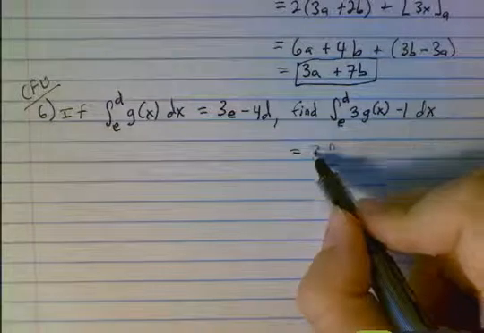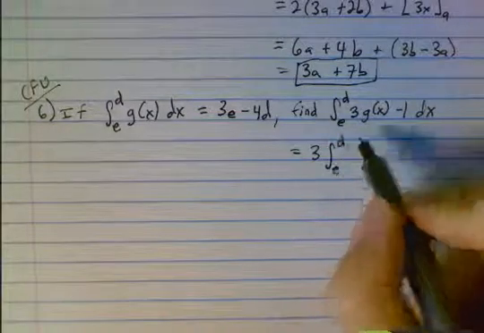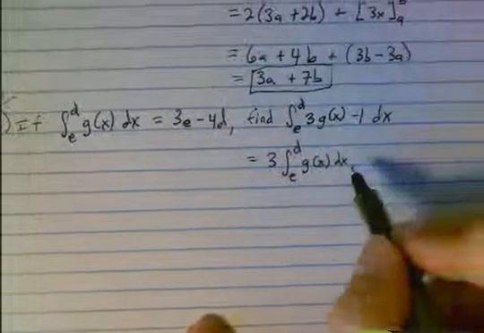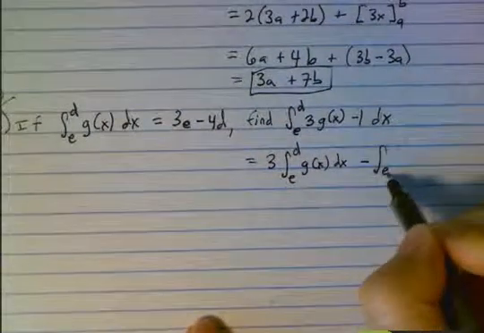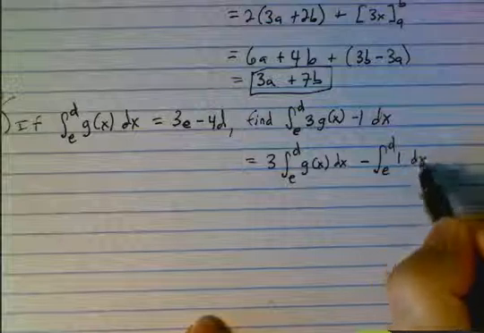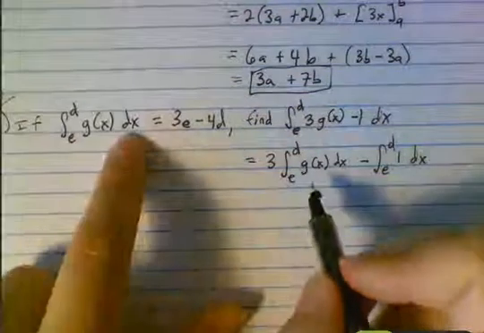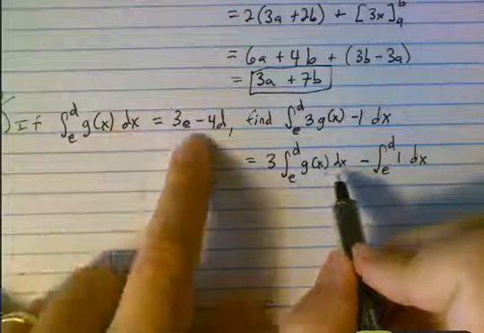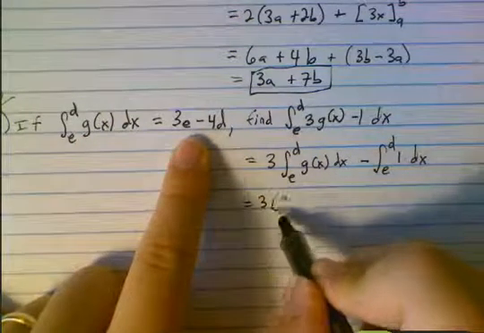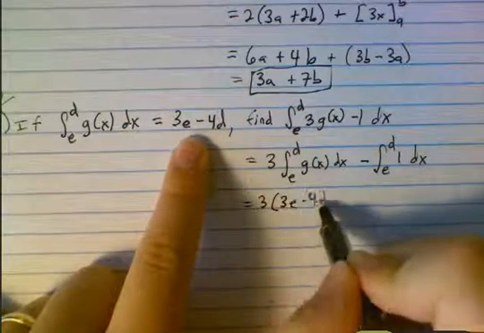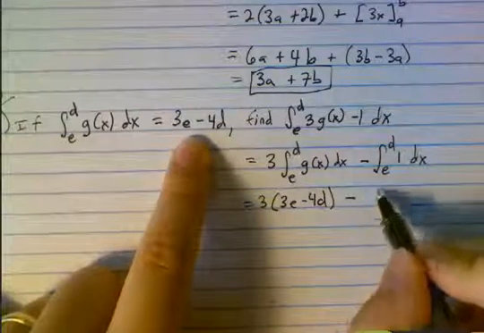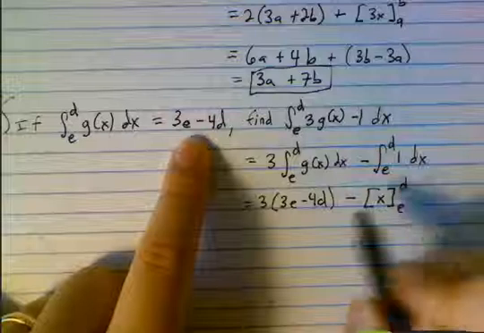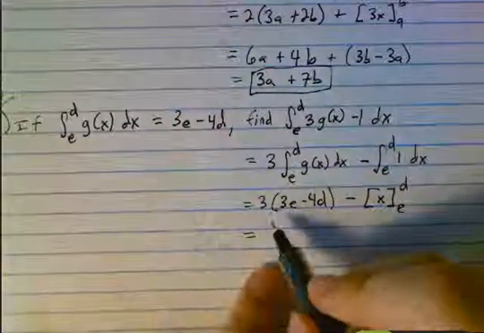So we can split this apart. The 3 is along for the ride. Now we know what this integral from e to d of g of x dx is. We're told right there. So we can just substitute that in. This one we know how to take the antiderivative from e to d. Distribute.